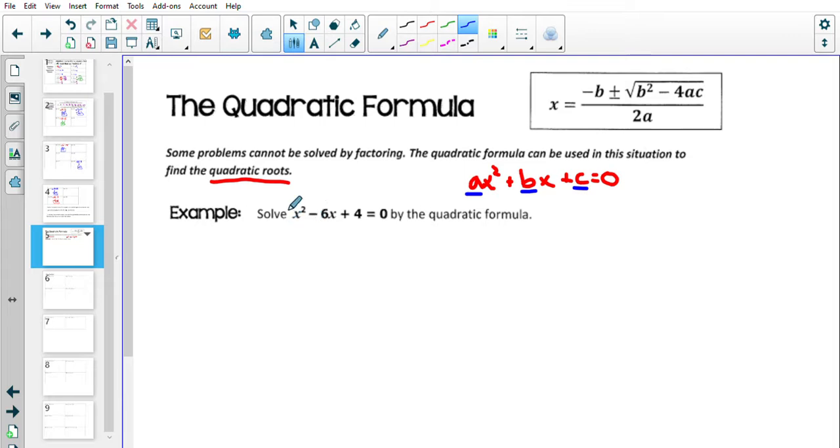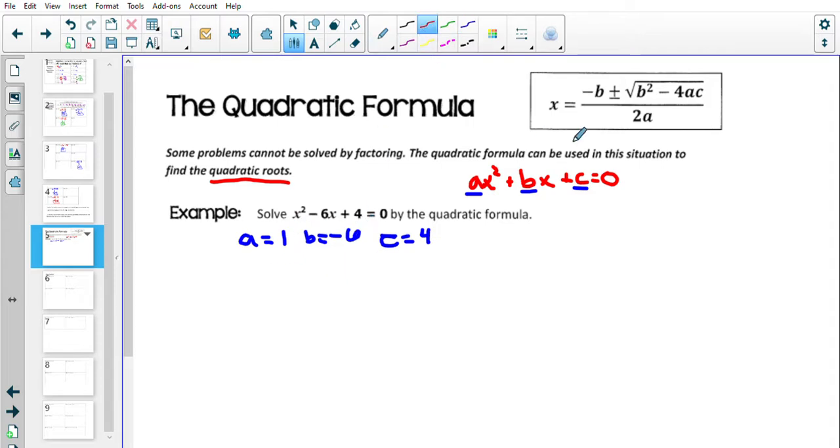Now my example, x squared minus 6x plus 4 equals 0. It's set in standard form. So I have that a is equal to 1, b is equal to negative 6, and c is equal to positive 4. All right, so what I'm going to do is I'm just going to take what I have here and replace these values with what I have here.